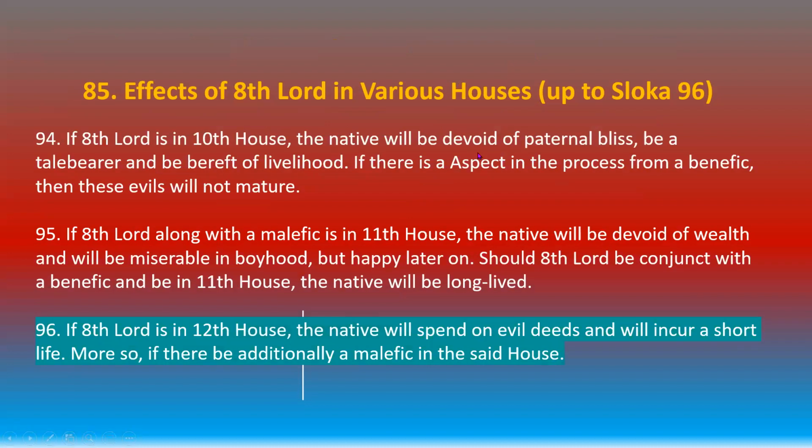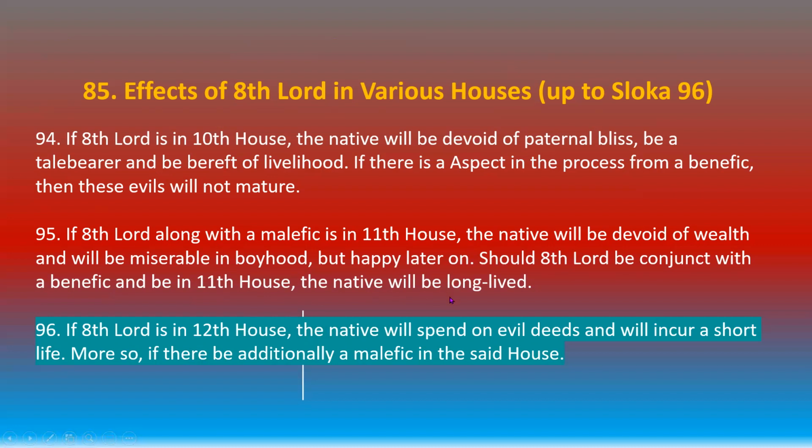Okay, if the eighth lord is in the tenth, he will be devoid of paternal bliss, be a talebearer, and lack benefit of livelihood. If there is an aspect from a benefic, then these evils will not mature. That is obvious. If the eighth lord is in the 11th, the native will be devoid of wealth, miserable in boyhood, but happy later on. If conjoined with a benefic in the 11th, the native will be long lived. That is a beautiful combination.